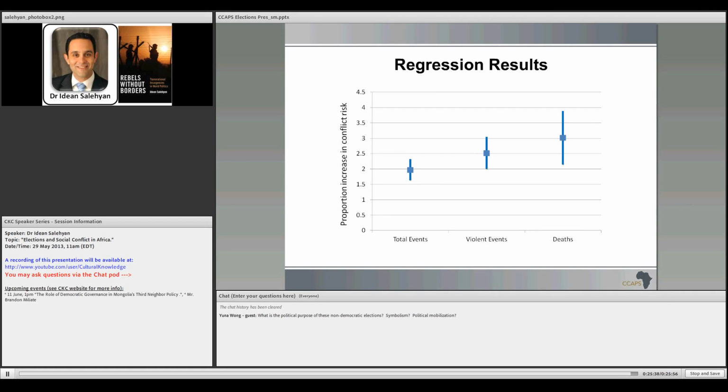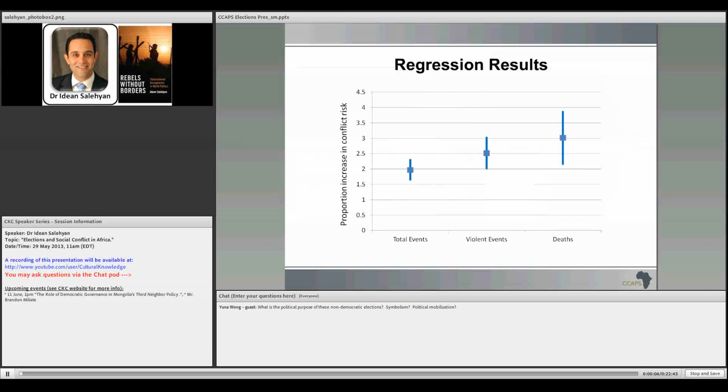Okay, and then this presents our regression results. I'm not going to present any regression tables, but just give you the substantive findings here. The y-axis looks at the observed frequency of events according to a baseline. When there are elections, which again could be largely nonviolent, in some contexts it certainly is, we see a doubling in the frequency of armed conflict. Then, if we look at violent events, the frequency of violent events increases by about 2.5 times, while the frequency of deaths increases 3-fold during those periods of conflict.